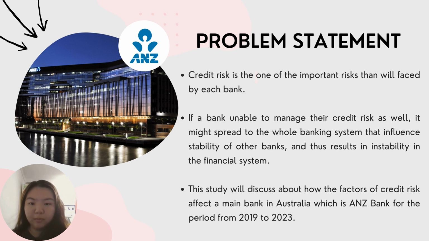In this slide, I would like to discuss the problem statement. Credit risk is one of the important risks faced by each bank. If a bank is unable to manage its credit risk well, it might spread to the whole banking system, influence the stability of other banks, and thus result in instability in the financial system. This study will discuss how the factors of credit risk affect a main bank in Australia, Australia and New Zealand Banking Group Limited, ANZ Bank, for the period from 2019 to 2023.